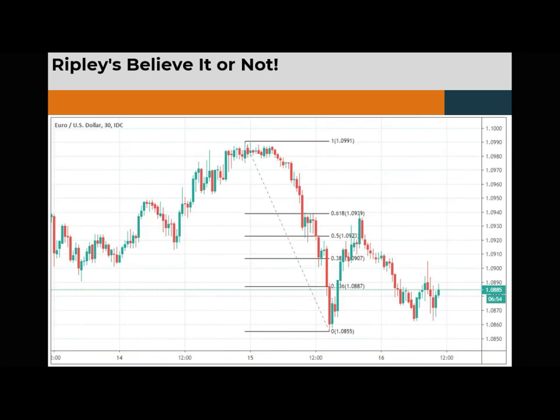Now I'm saying please believe it or not. So this is yet again back to my euro dollar daily chart, and I've constructed my levels from a high of 1.0991 to a low of 1.0855. Now, interesting enough, the price action corrected or retraced close to the 61.8 retracement level, or in fact 1.0939. But remember now, this was from a significant peak to a significant low.